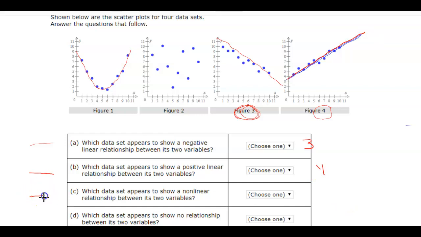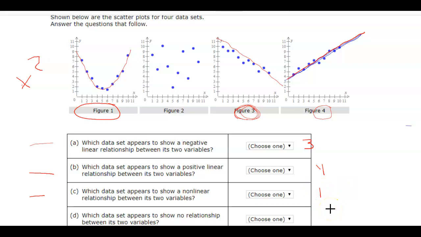And letter C, which data set appears to show a non-linear relationship? So figure 1 down here is non-linear. You may recall that when we were graphing x squared, that's what we ended up with. We ended up with a parabola. So let's go ahead and say this would be for number 1.